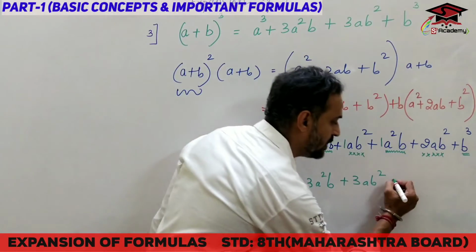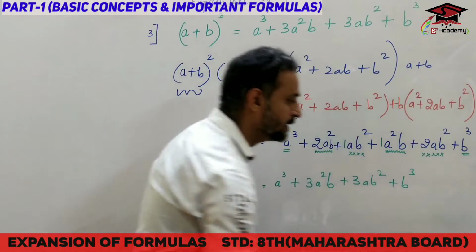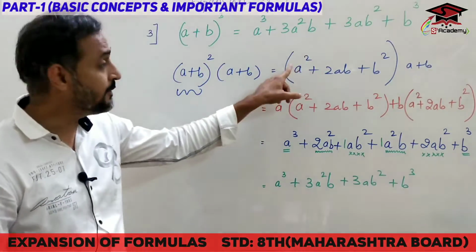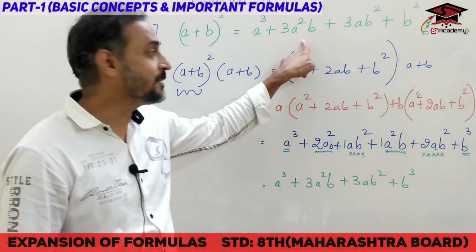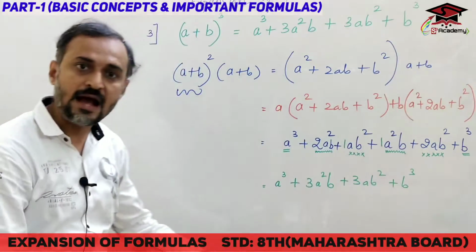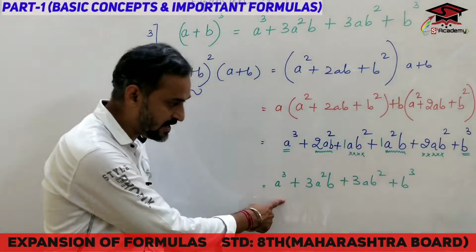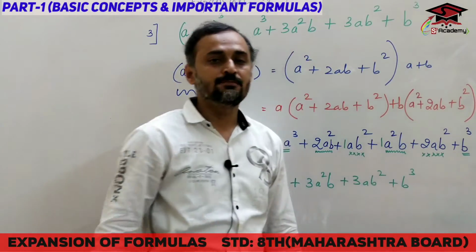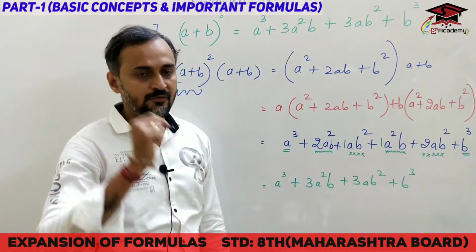And the last term is what? My b cube. So what was the formula? A plus b the whole square. So what was my part? A cube plus 3a square b plus 3ab square plus b cube. Same way I have derived, I got the same answer, a cube plus 3a square b plus 3ab square plus b cube. I hope my content is clear with you all.